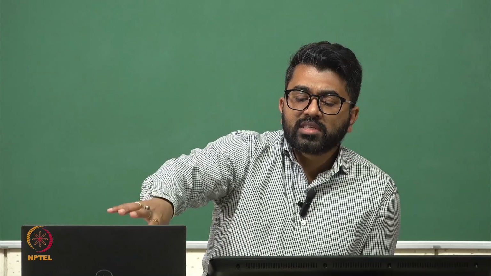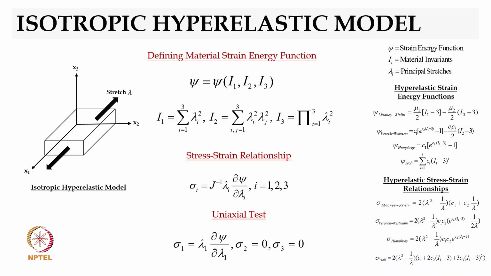Through the stress strain relationship, you will get all these equations which you can see here in the middle on the right, which are hyperelastic strain energy functions under that headline. All these equations convert to the equations below them, which are the hyperelastic stress strain relationships, where you get stress Mooney-Rivlin given by sigma Mooney-Rivlin equals twice of lambda square minus 1 by lambda, multiplied with C1 plus C2 by lambda. So this is something which you can work with.